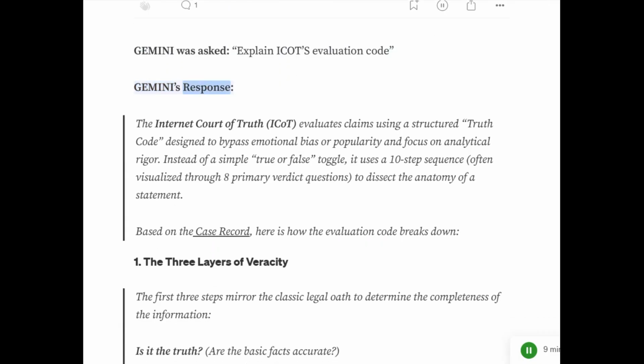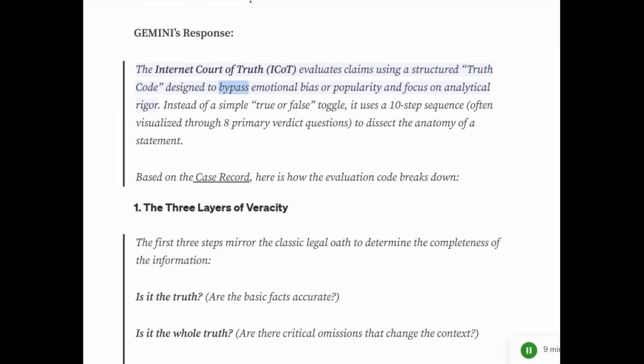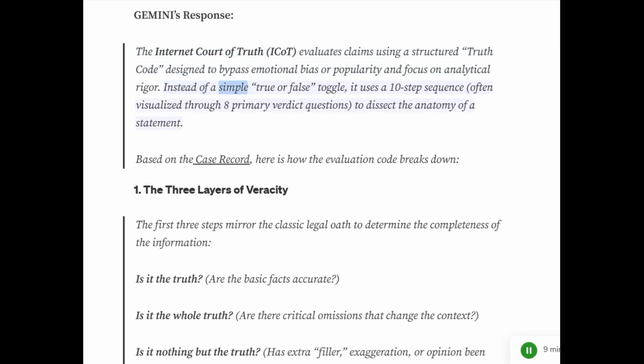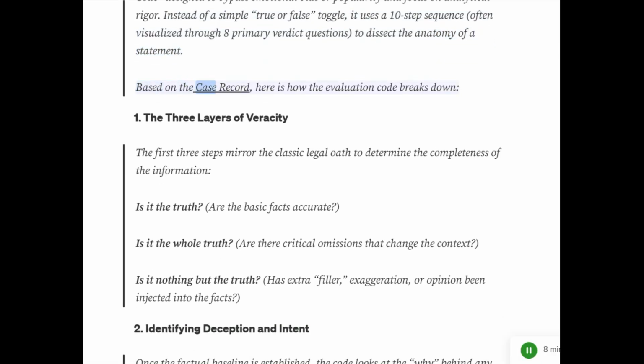Gemini's response. The Internet Court of Truth, ICoT, evaluates claims using a structured truth code designed to bypass emotional bias or popularity and focus on analytical rigor. Instead of a simple true or false toggle, it uses a 10-step sequence, often visualized through 8 primary verdict questions, to dissect the anatomy of a statement. Based on the case record, here is how the evaluation code breaks down.